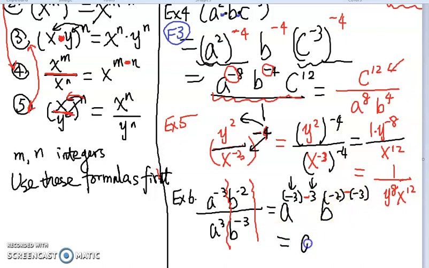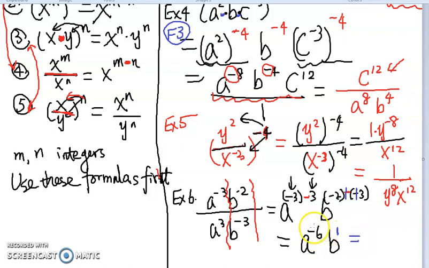And now we use the signed numbers rules. Negative 3 minus 3, negative 6. And for b, negative 2 minus negative 3, we have to do keep, change, change. So keep the first number, change, and change. So it's actually doing addition. Negative 2 plus 3 gives us a positive 1. So the answer will be a to negative 6 times b.